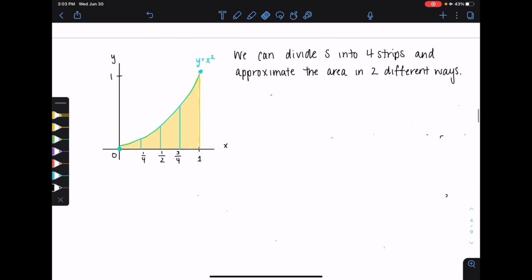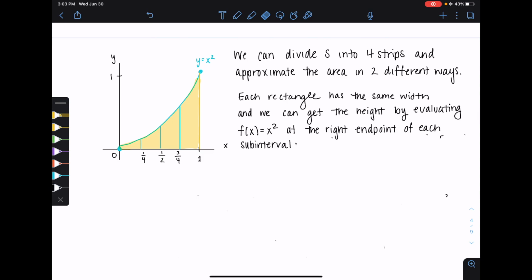Okay. So each rectangle has exactly the same width. And if I want to figure out the height, I can really use one of these endpoints. So say on this first interval here, I can go ahead and use this y value to get an approximation for my height. And that will be an over approximation because it's slightly over, but that's okay.